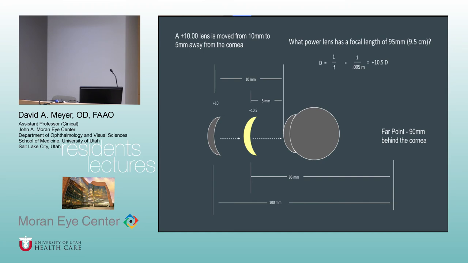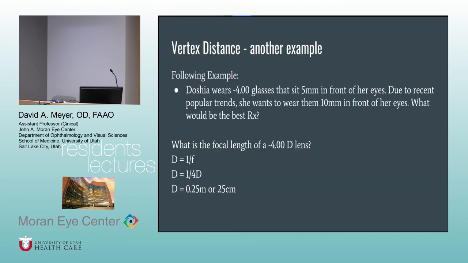That's why 10.5. So we'll do an example of a myope. So you've got Doshia, and she wears -4 glasses that sit 5 millimeters in front of her eyes. Due to recent popular trends, she wants to wear them 10 millimeters in front of her eyes. What would be the best RX?